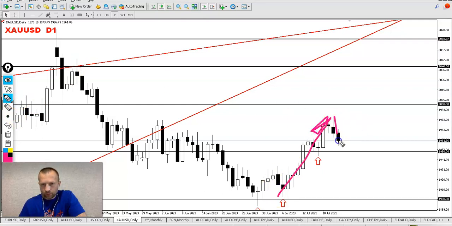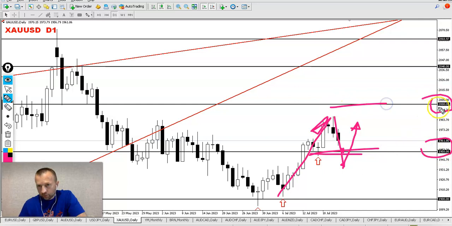After this run, it's expected. You can even see a correction down to 1950, or even a little bit lower. But for bulls, it's important to put the price above 1950 and hold it first, with the idea to retest 2000, then 2040 and 2070.